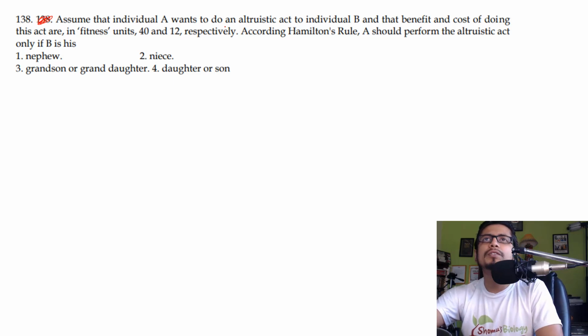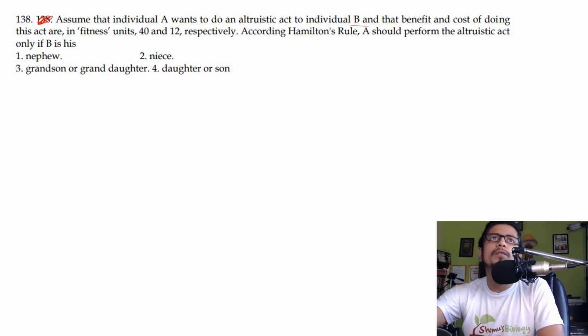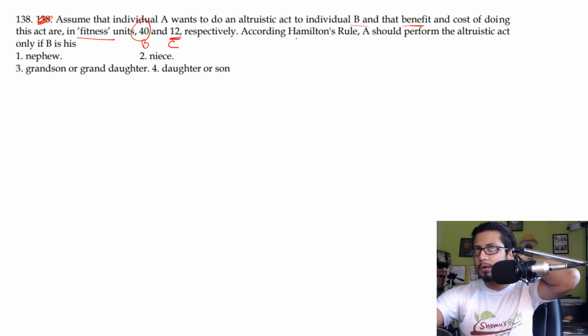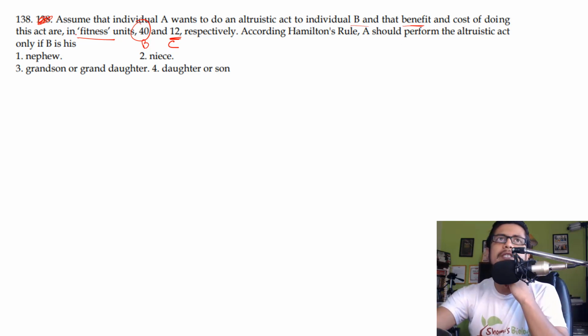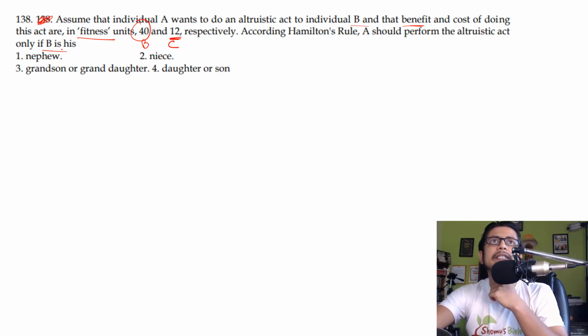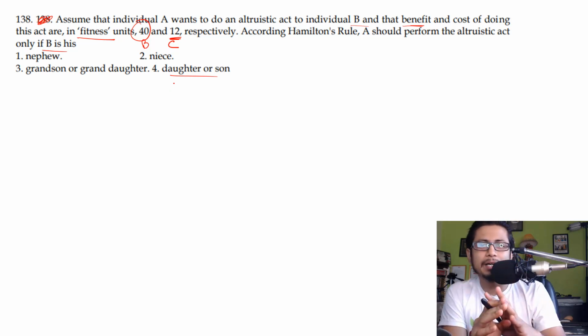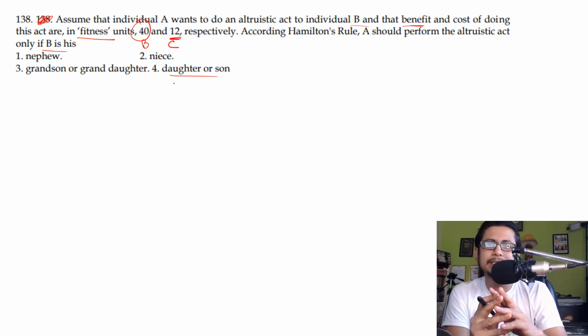Assume that individual A wants to do an altruistic act to individual B, and that the benefit and cost of doing that act are fitness units 40 and 12. So benefit is 40, cost is 12. According to Hamilton's rule, A should perform the altruistic act to B only if B is his nephew, niece, grandson or granddaughter, or daughter or son. So if you don't know about Hamilton's rule, then this question sounds Hindu to you and you need to release the question.